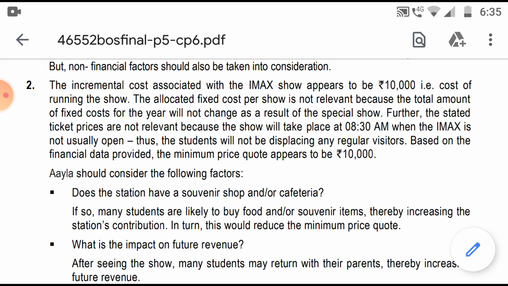The fixed cost is not relevant because the total amount of the fixed cost for the year will not change as a result of the special show. The stated ticket prices are not relevant because the show will take place at 8:30 am when the IMAX is not usually open. Thus the students will not be displacing any regular visitors, and it is not affecting its normal sales. Based on the financial data, the minimum price quoted appears to be 10,000.